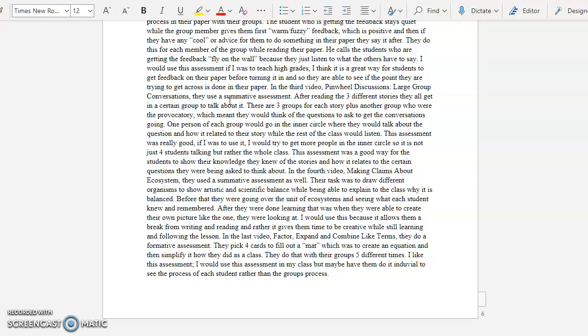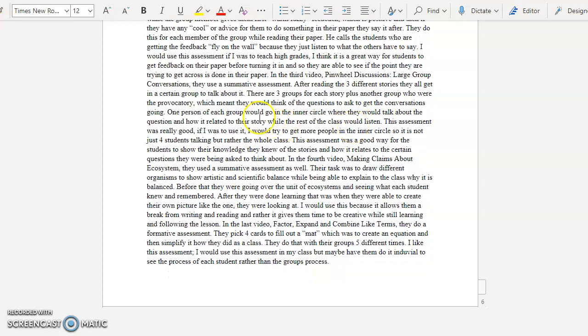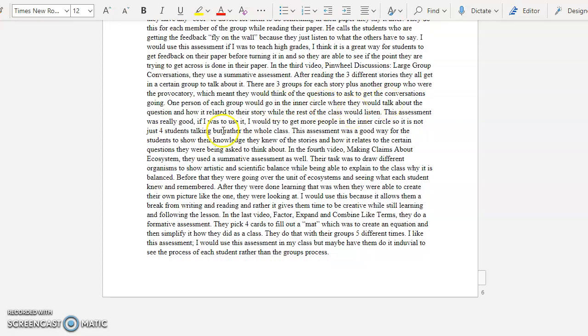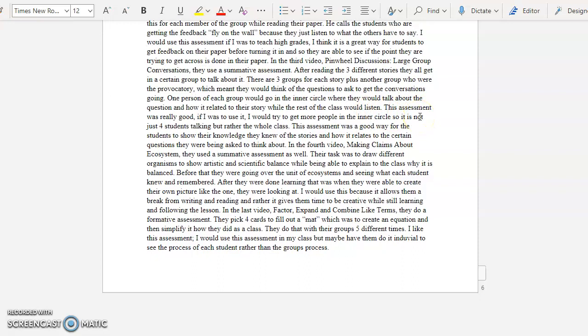And then in the third video, pinwheel discussion, large group conversations, they use a summative assessment. After they have read 3 different stories, there's 3 different groups for each story, plus another one called the provocator, which is just them coming up with questions to get the conversation going. So one person from each group, after they discuss, go in a little inner circle, and that's when they start having the discussion about the questions and how it relates to the story.